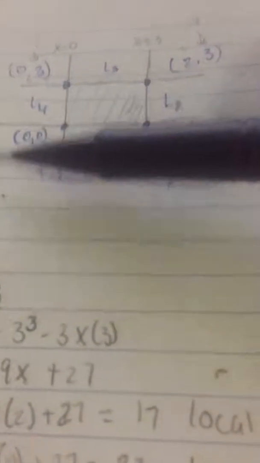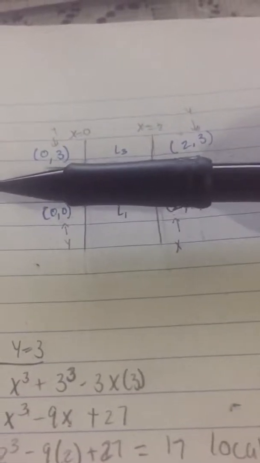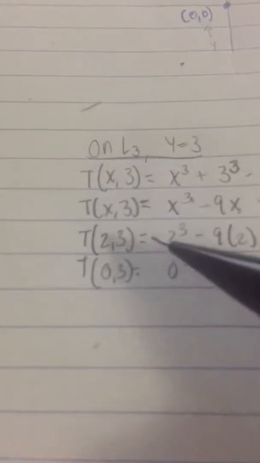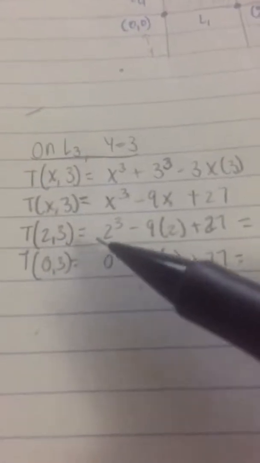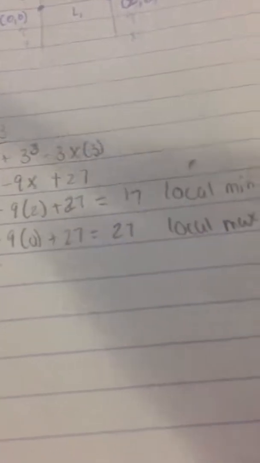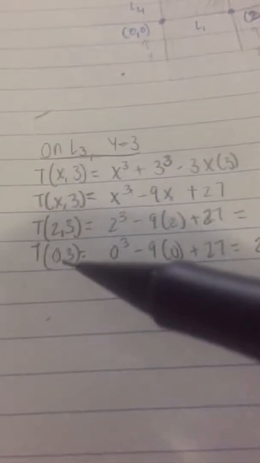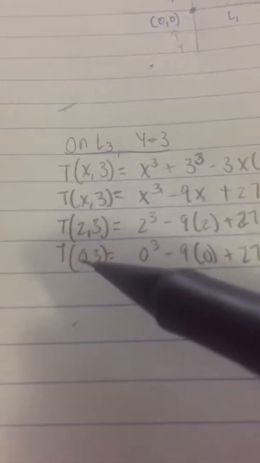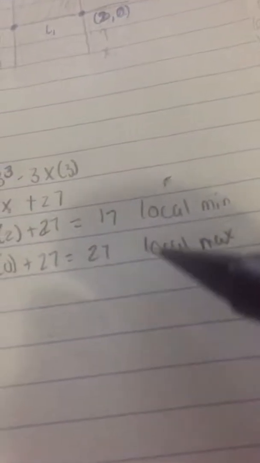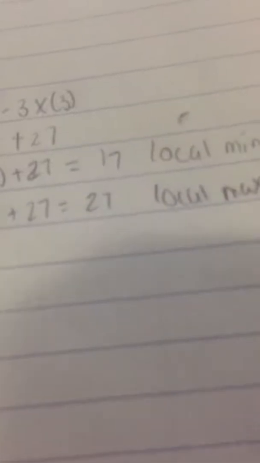Now all we have to do is evaluate the 2 points on the line. So we cover up everything else, and we look at the 2 points, 2 3 and 0 3. We evaluate the point 2 3 inside this new function, and I got 17. Hopefully I'm doing the math right, because I'm doing it off the top of my head. And here I evaluate 0 3 in this new function again, and I got 27. Looking at the values, you can see which is the local min and max.